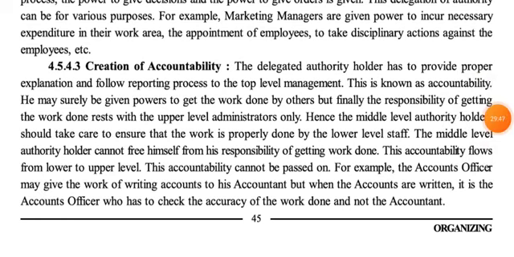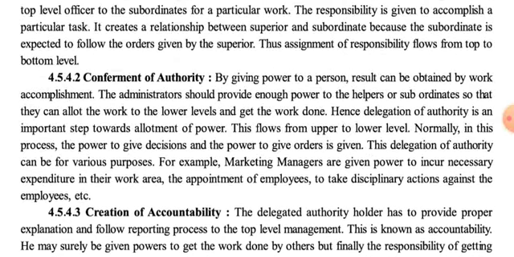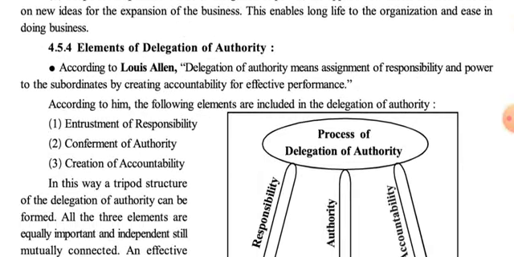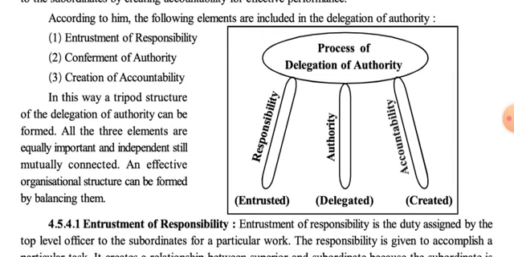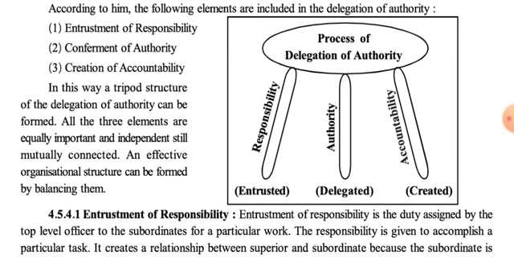So with this particular topic, we are concluding this session and this chapter 2. In today's session, we discussed everything about the elements of delegation of authority. In that, first we discussed the definition of Lewis Allen. Then the tripod in which three pillars are there, that is the entrusted responsibility, delegated authority, and created accountability.